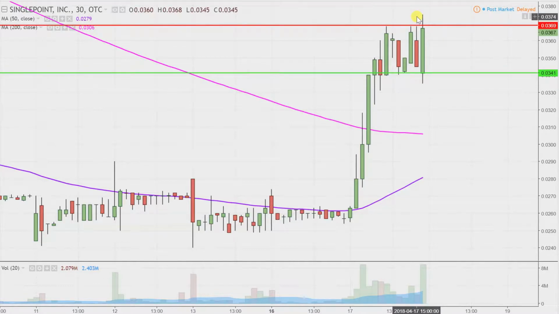All in all, though, no doubt about it, very nice move today. Now it's just a question of can the bulls build upon this momentum going forward?